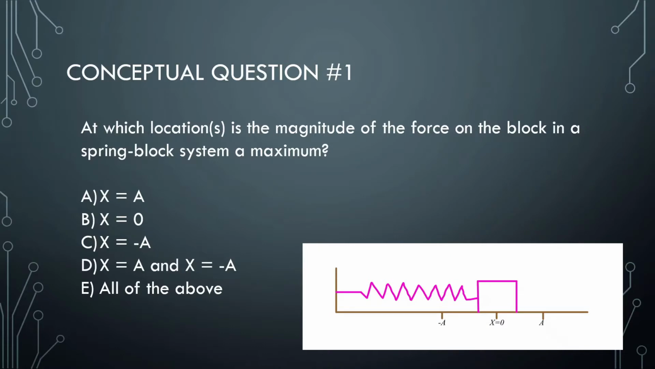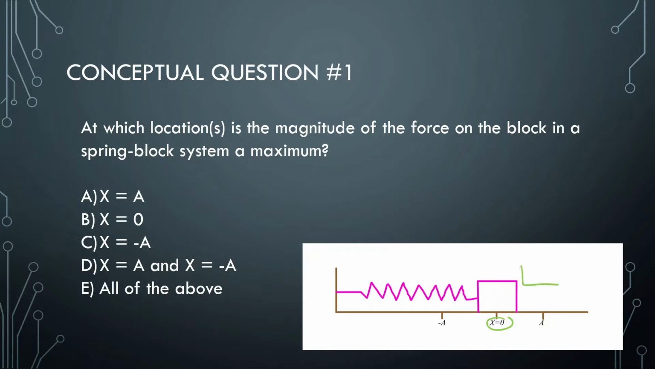Let's get into it. So, first question, at which location is the magnitude of the force on the block in a spring block system a maximum? Okay, so we're looking for the maximum force. So we should know when it is at this equilibrium position here, the spring isn't stretched or compressed, so there's no real force onto this. I should say there's no force of the spring onto it, okay? There's a normal force and gravity, but the net force is zero.